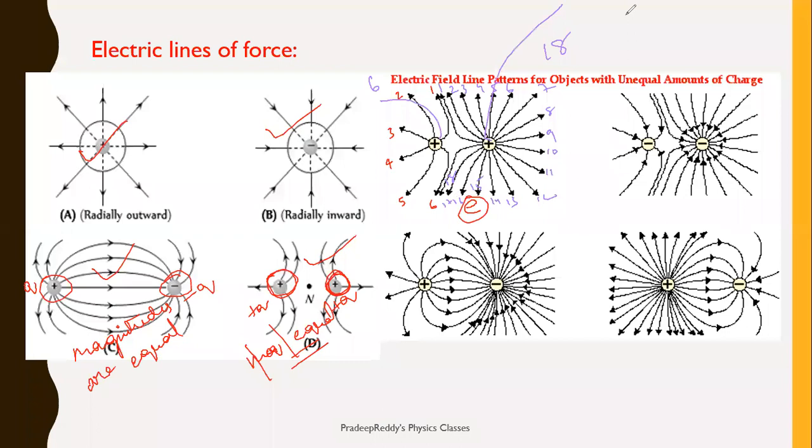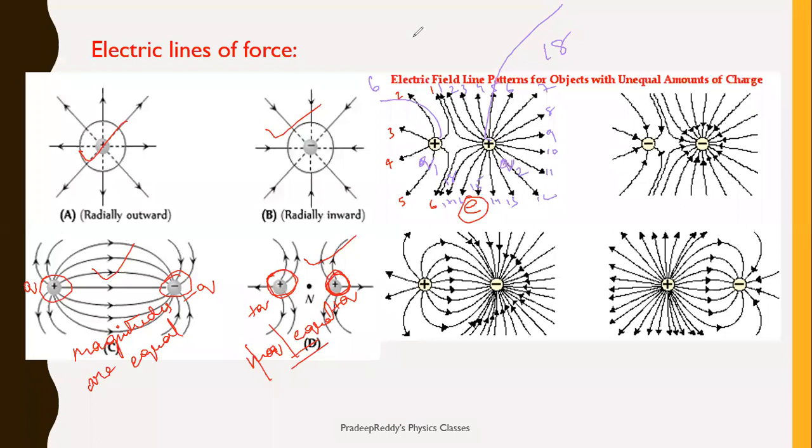So in this particular example, it is very much clear that the magnitude of both the charges, let me take it as Q1, let me take it as Q2, are not equal, which is represented by the lines of force. Greater magnitude of charges have greater number of lines. Less magnitude of charge will have less number of lines.